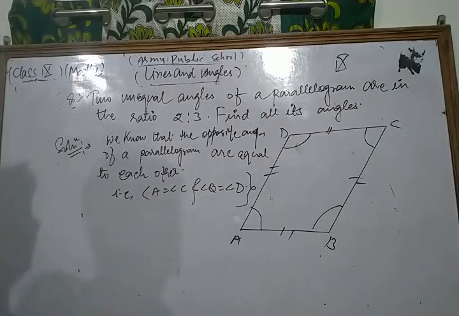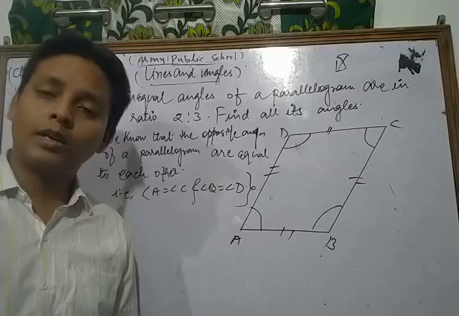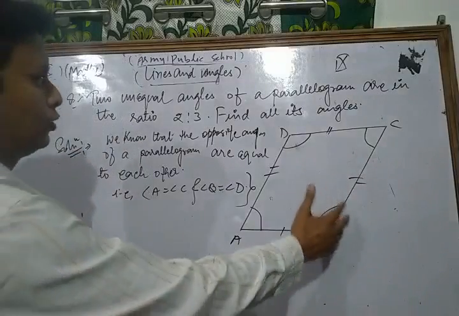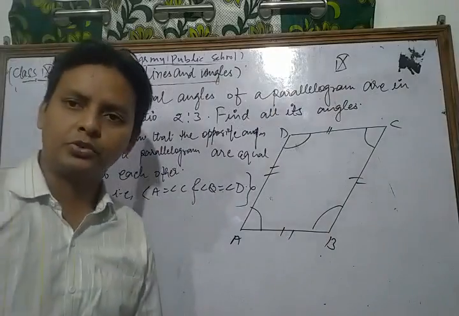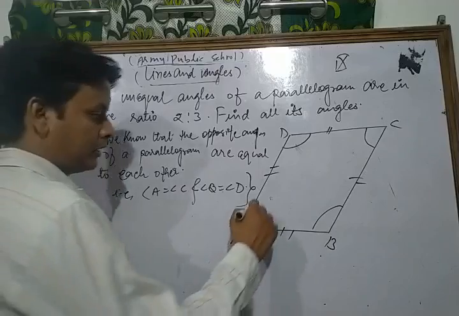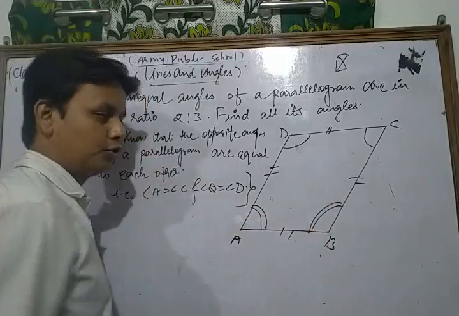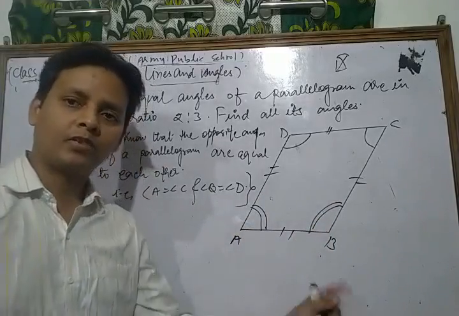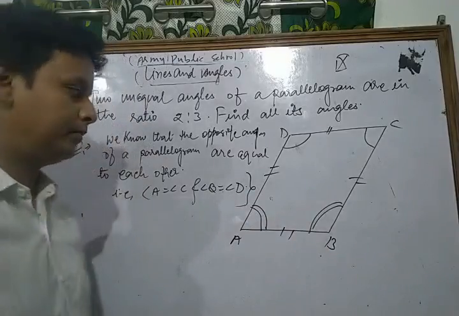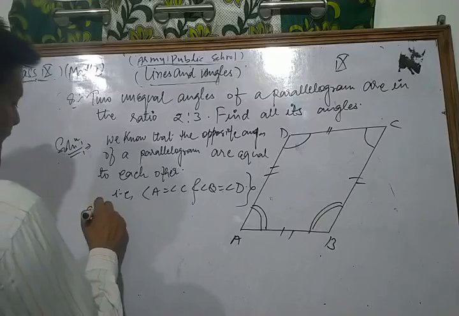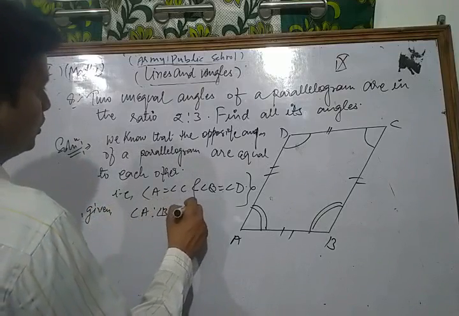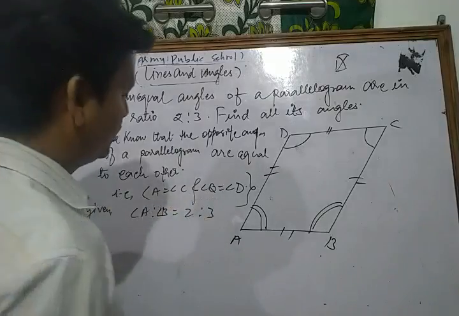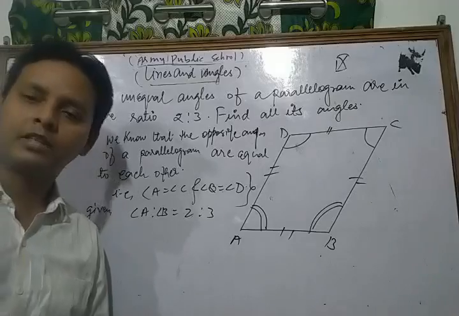This is the opposite angles of the parallelogram. Here, what is given in that question? According to the question, the unequal angles of the parallelogram are given in the ratio. Unequal angles means angle A and angle B, which are adjacent angles. Here we are given that angle A : angle B is equal to 2:3. This is the given.